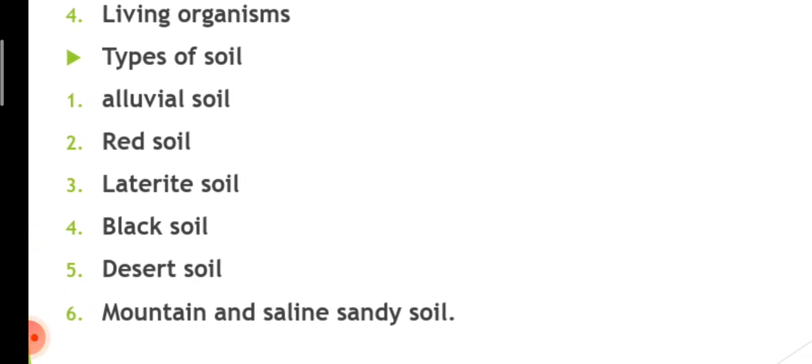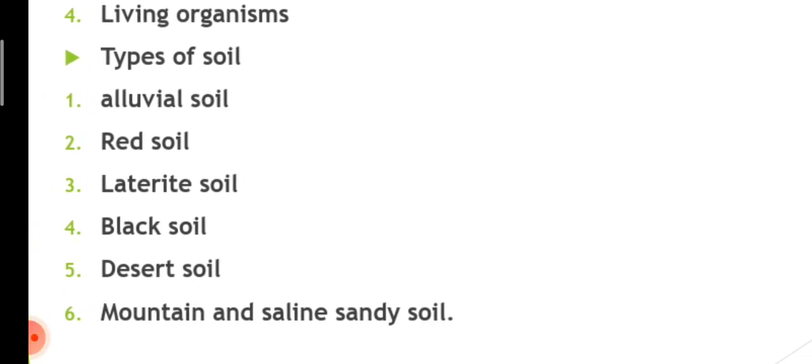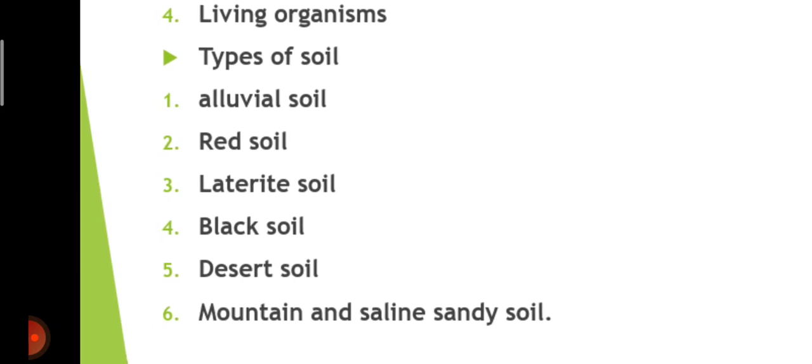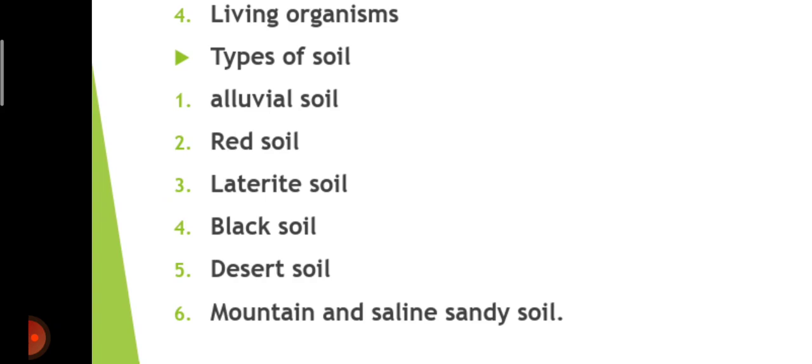Next, laterite soil. Laterite soil is also a type of soil. It is made up of some metallic minerals. Iron content is also found in it, which is also found in red soil. Next, the black soil. Its formation is due to volcanic bursting of lava. So its color is black. It is known as the regur soil.